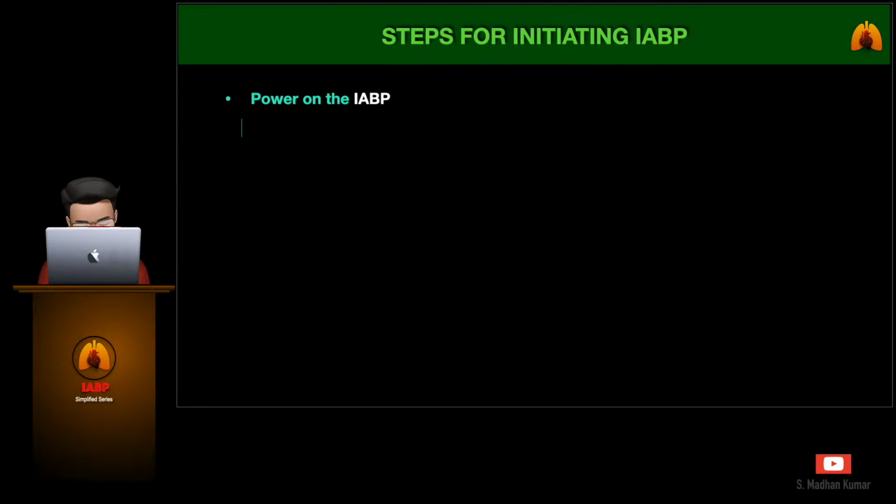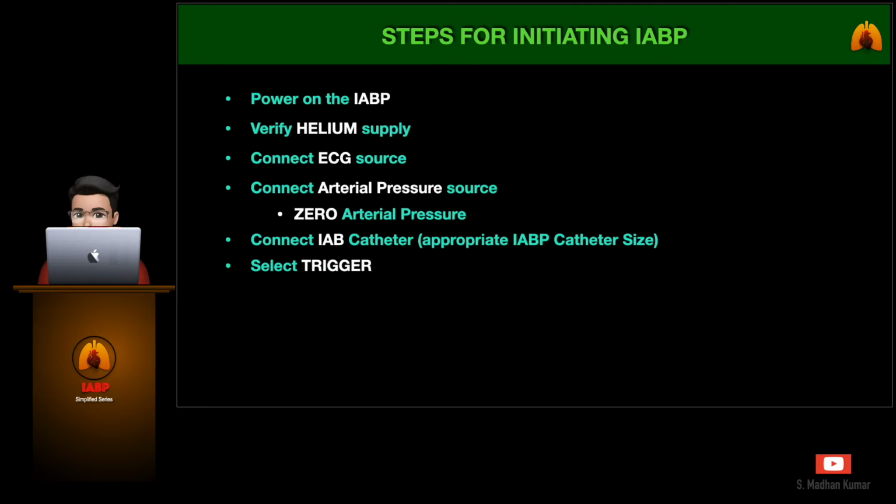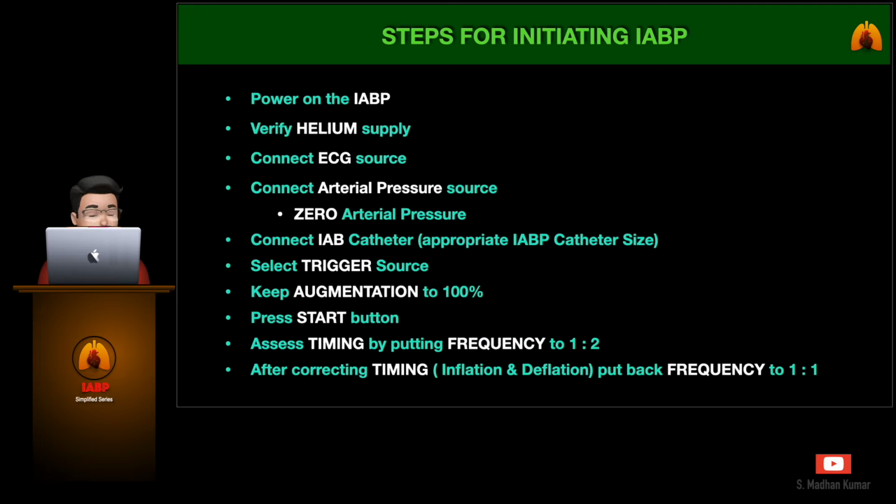Steps for initiating the IABP. Power on the IABP. Verify helium supply is present. Connect ECG source. Connect arterial pressure source. Zero the arterial pressure. Connect IAB catheter according to the selection. Select trigger source. Keep augmentation to 100%. Press start button. Assess the timing by putting frequency to 1:2 ratio. After correcting the timing of inflation and deflation, put back the frequency to 1:1 ratio.